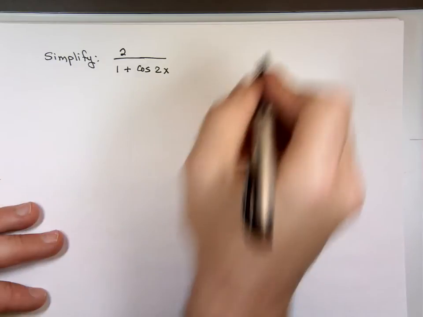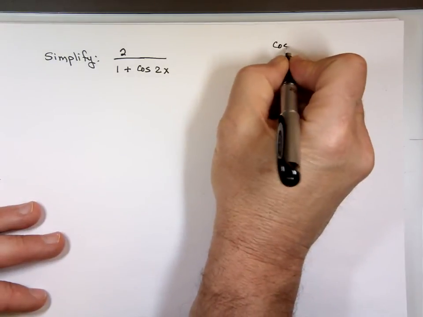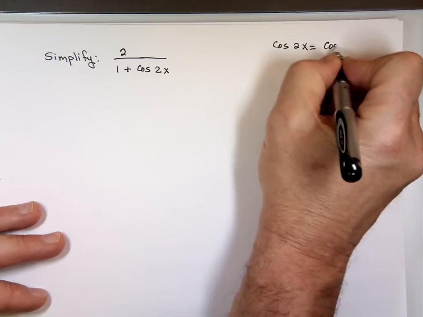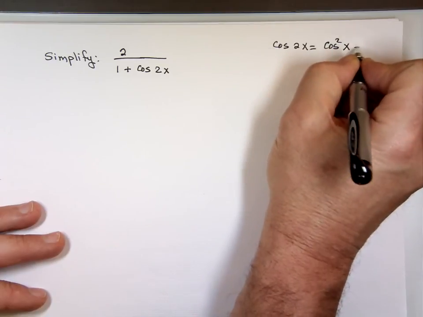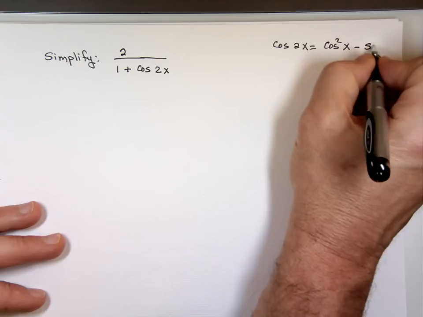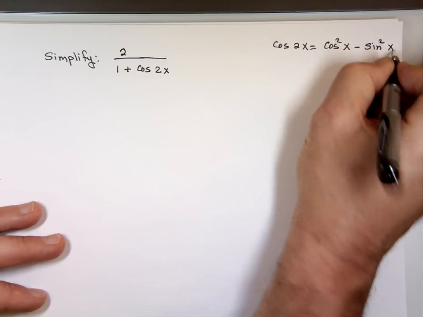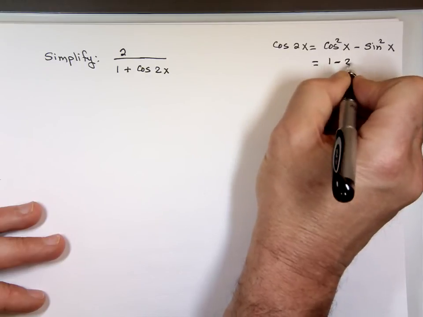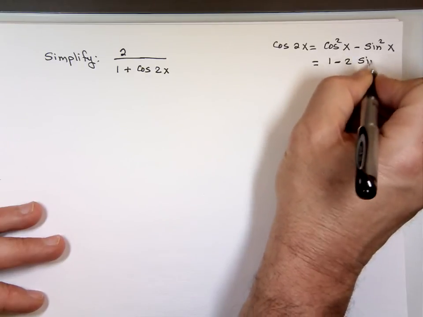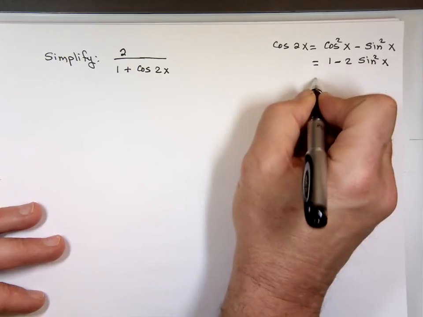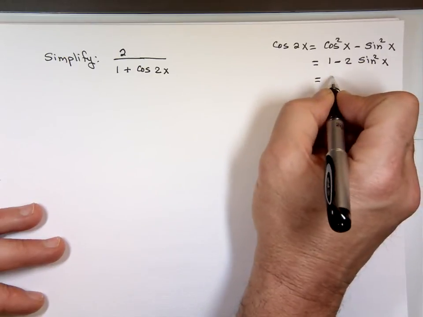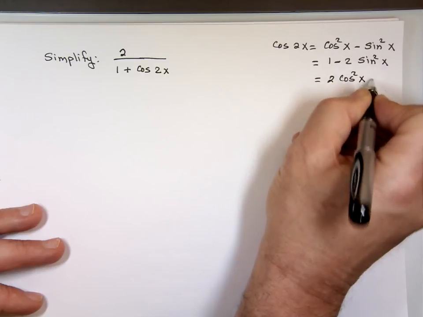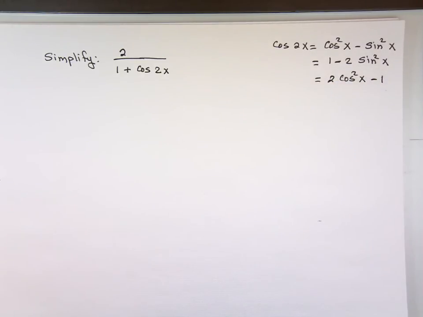Let me write them down. I said earlier cosine 2x could be cosine squared x minus sine squared x. I used alpha before, I can use x, it doesn't really matter what we use. I can do this, or I can use this, or I can use 2 cosine squared x minus 1. I can use any one of them.